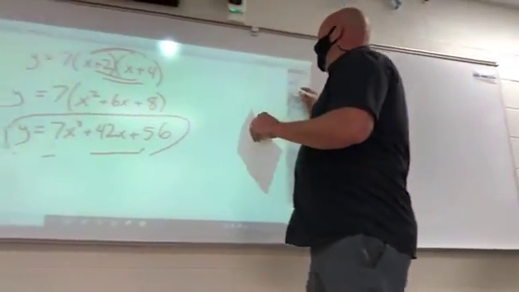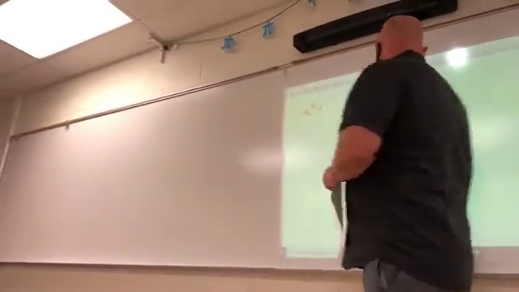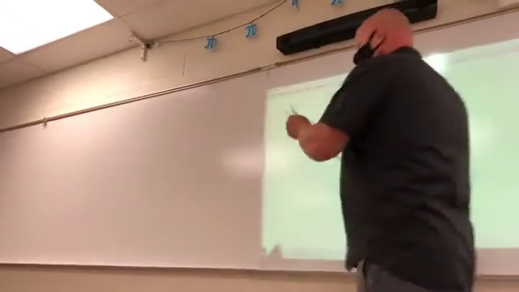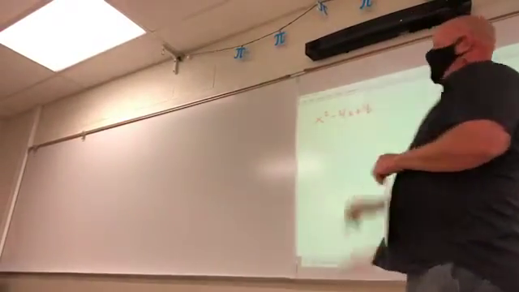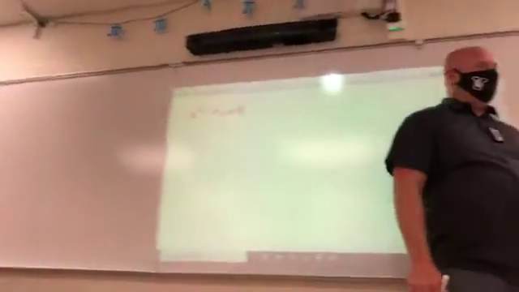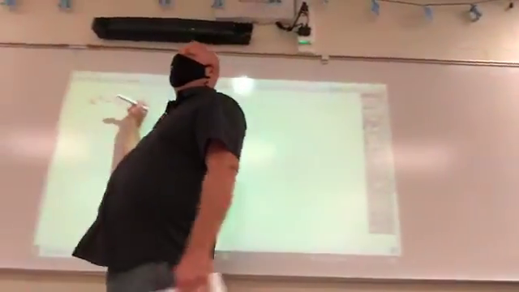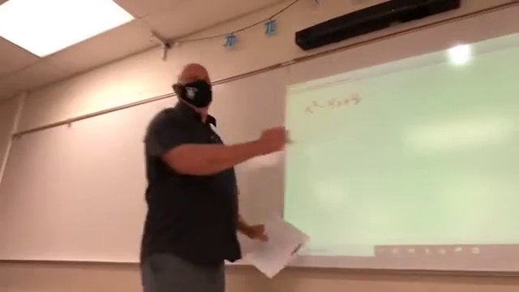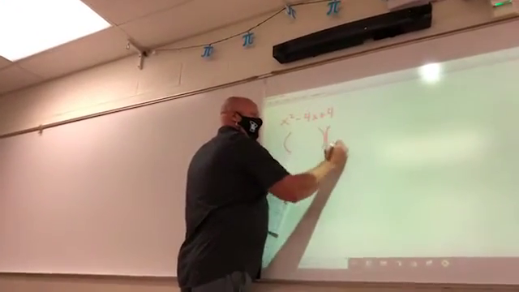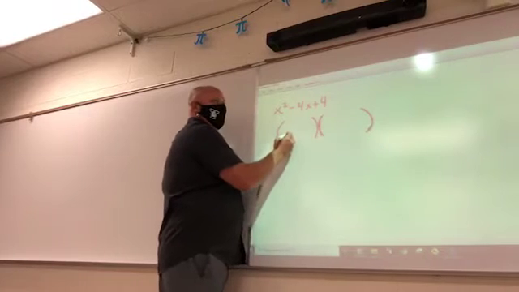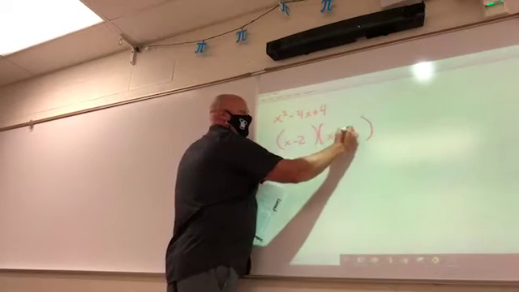All right. Here's where I really am crossing my fingers. I need you being decent factorers. What's that factor into? What two numbers multiply to 4 and add up to -4? Come on, what's the answer? X minus 2 and x minus 2.